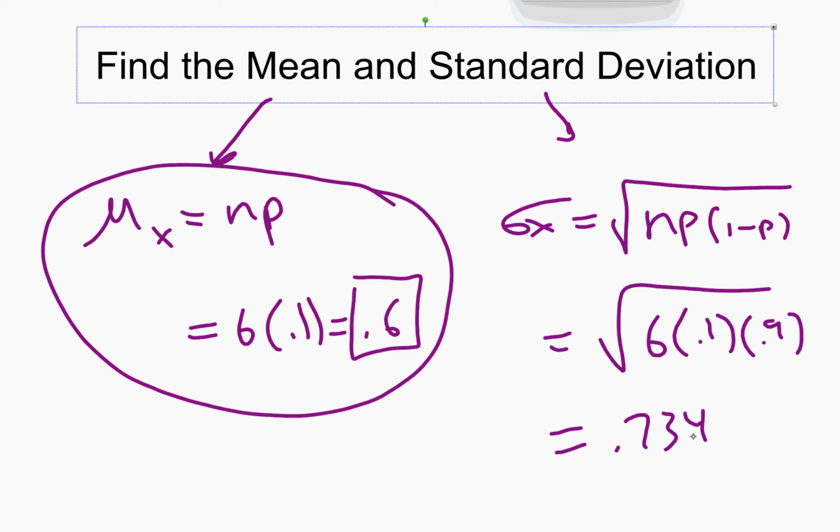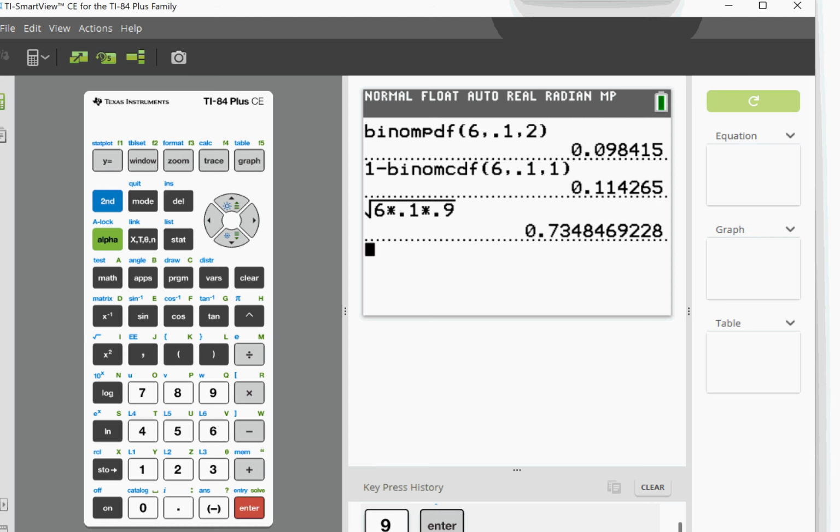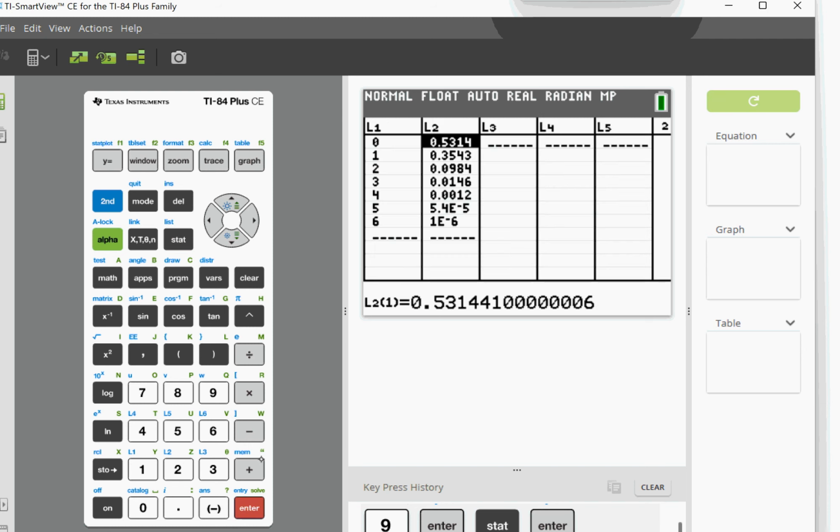Okay, so that's the mean and standard deviation. Now, the formulas are nice. You do need to know them. So they're given to you on the reference sheet, of course, for the AP exam, but we still need to recognize them. Interestingly, because in this particular problem, we went to the trouble of actually putting all the x values in list 1 and all the probabilities in list 2, we could actually do this.